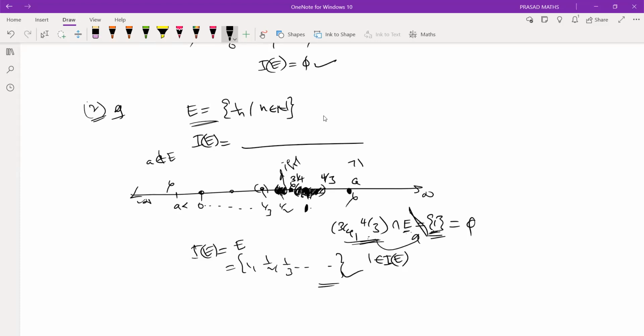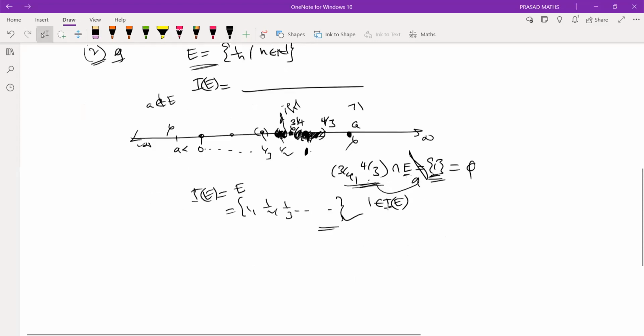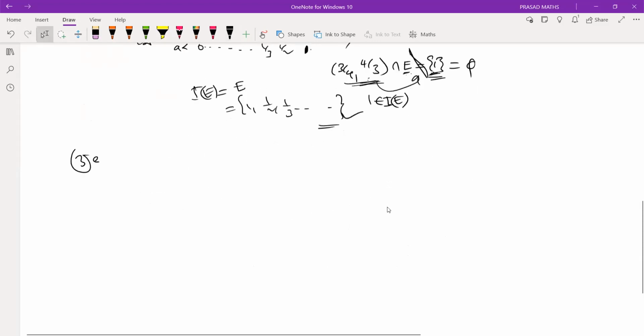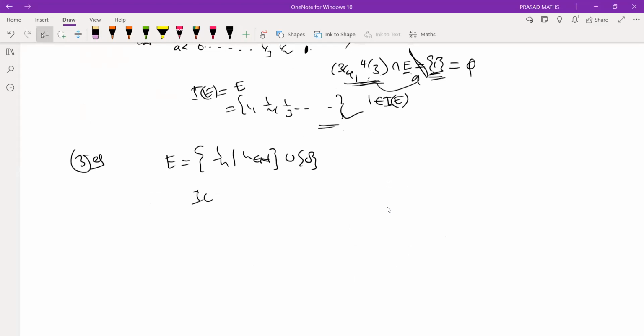Is it clear? Suppose you take this, I can adjoin 0, with respect to the usual metric. What are isolated points? Itself, the points which are in the set itself. 1 is an isolated point, yes, because 1 is not a limit point. We find a neighborhood which never intersects the set.